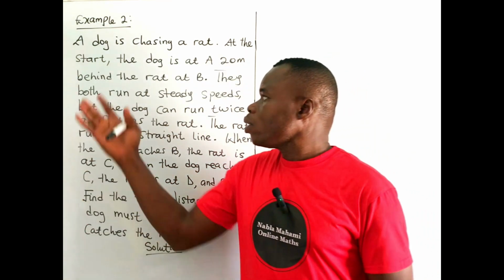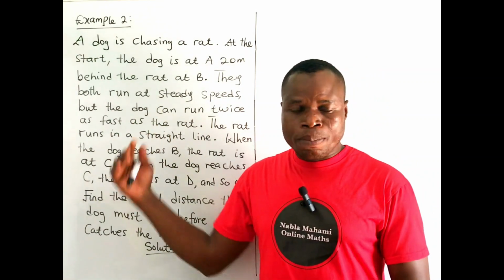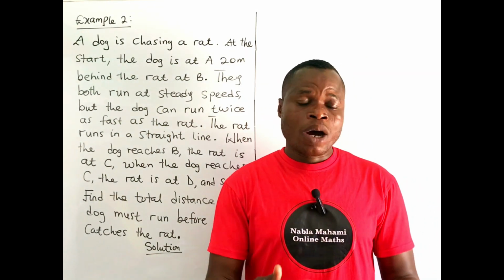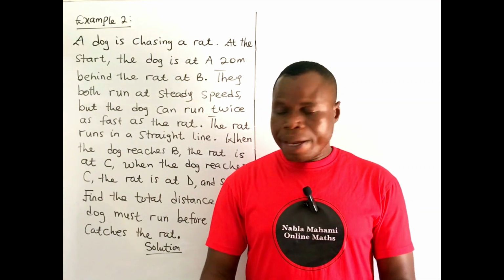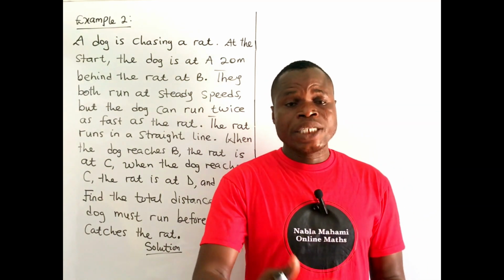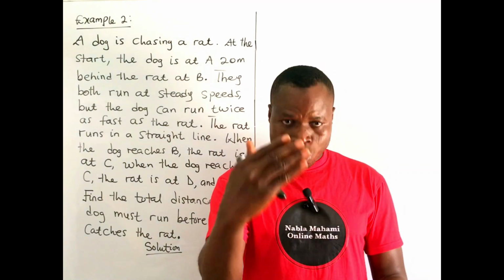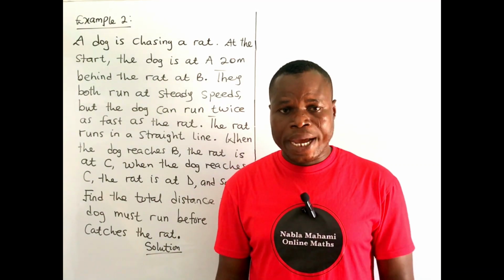So this is a math word problem. And it talks about how a dog is chasing a rat to catch it. And the rat is running in a straight line. It means that the dog too will also run in a straight line.